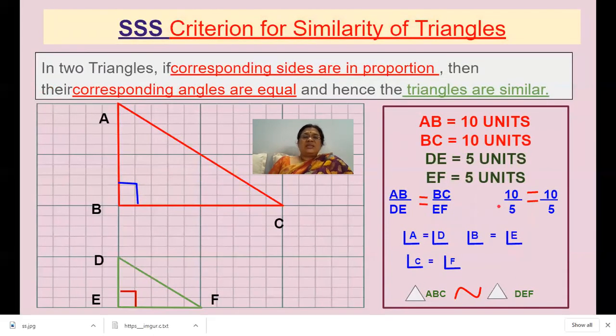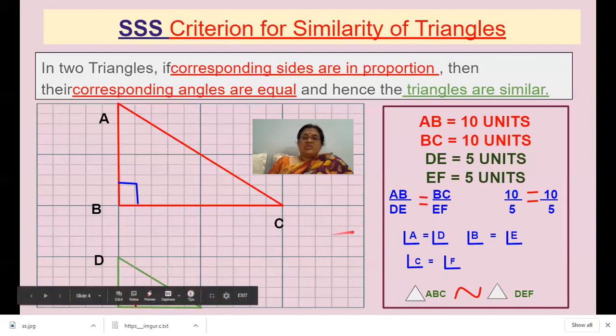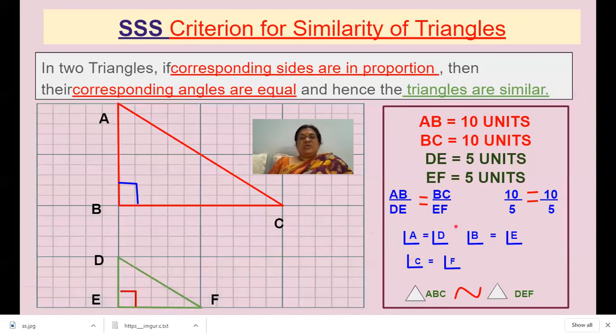And this one is the side criterion. Here also I have taken two triangles. When the corresponding sides are proportional, then the angles will be equal, and you can say that these two triangles are similar with each other. So both ways: if the angles are equal, the sides will be proportional, and if the sides are proportional, then the angles will be equal. And finally, the two triangles are similar with each other.